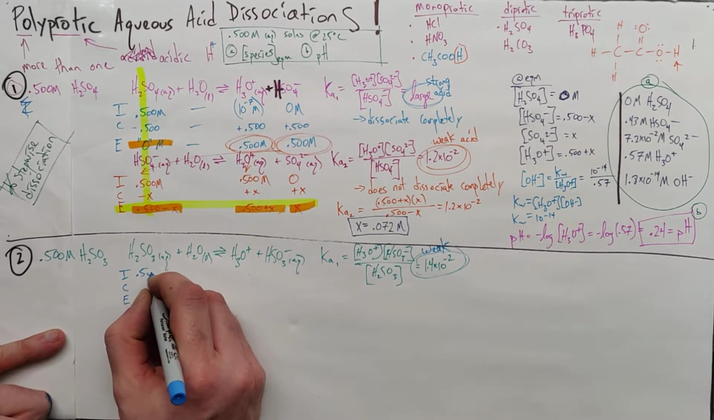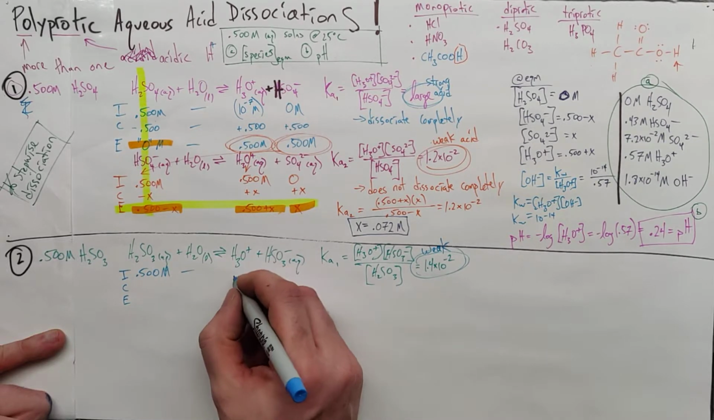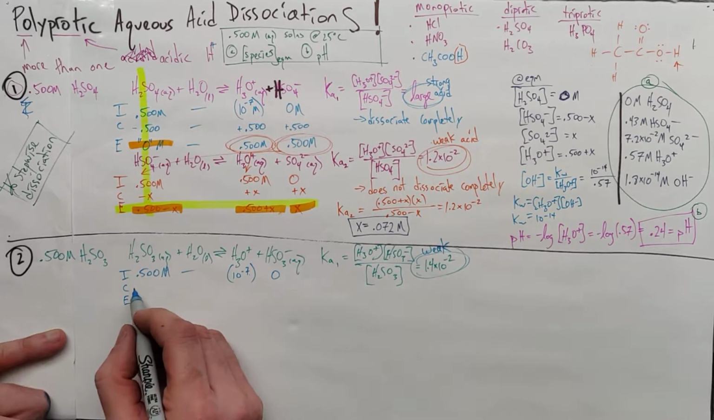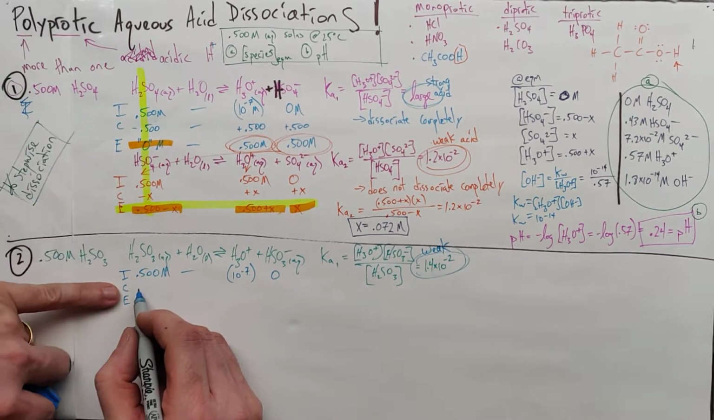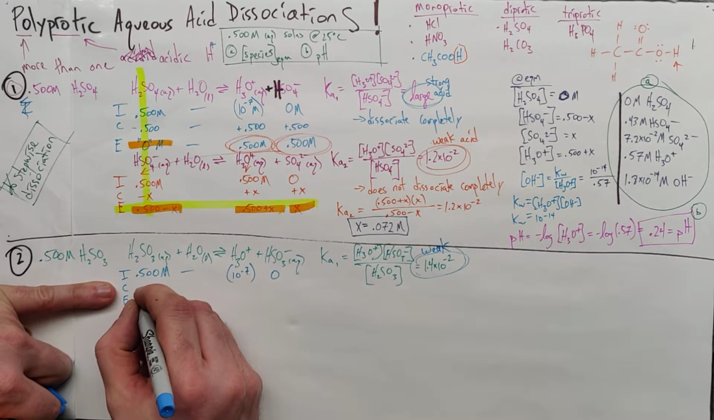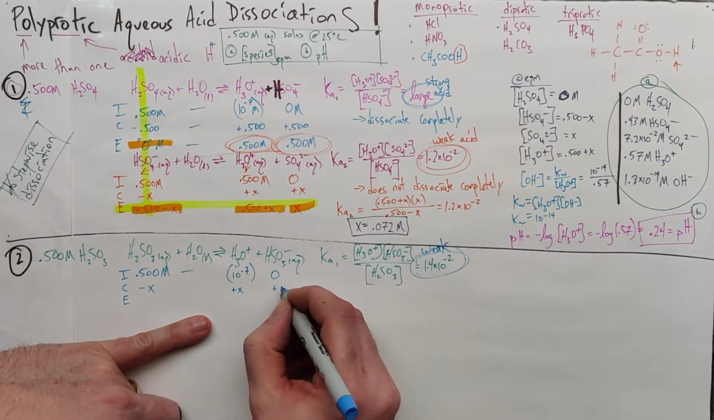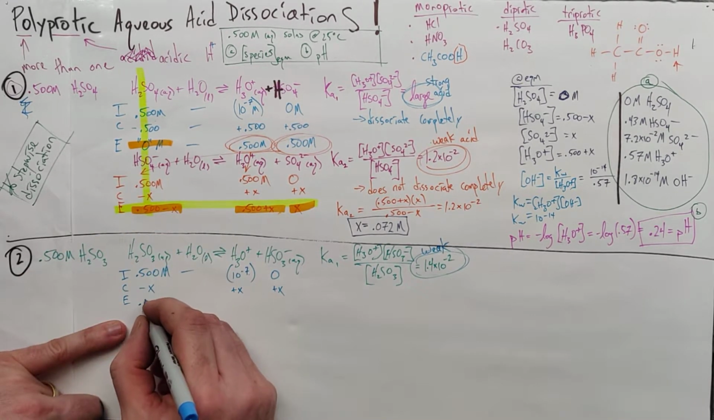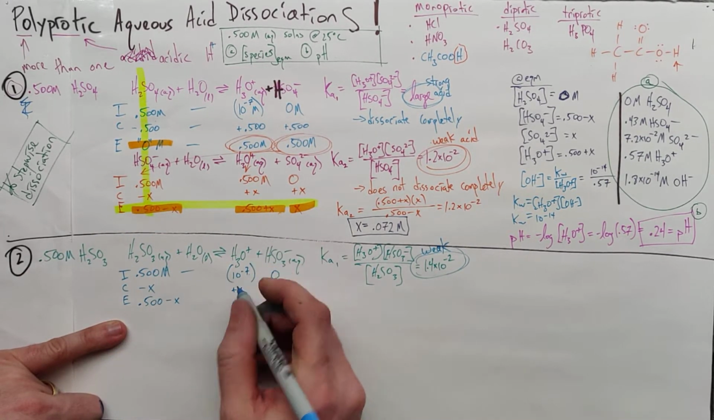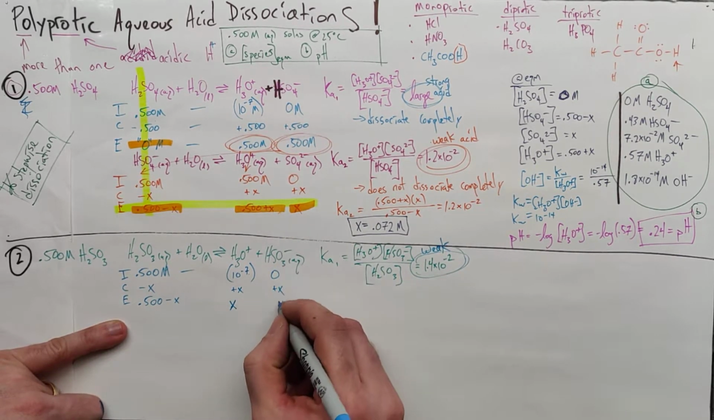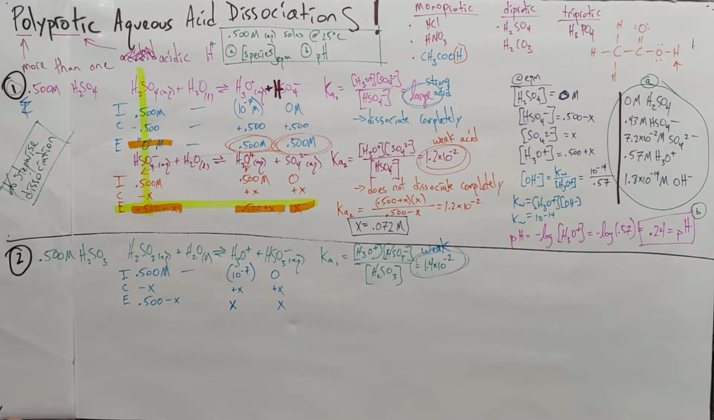We're going to start with our 0.500 again. Still not worried about the water. Water still auto-ionizes, and we still don't have any of that. But now instead of all of it changing, we're going to only have some of it. And I don't know how much that is, so we use an X, right? And then right here, we're going to gain that much, and we're going to gain that much. And then our equilibrium amounts are 0.500 minus X, X, and X. And this is what we're working with in that first step. Now we know it's going to keep going, and let's see how that works.